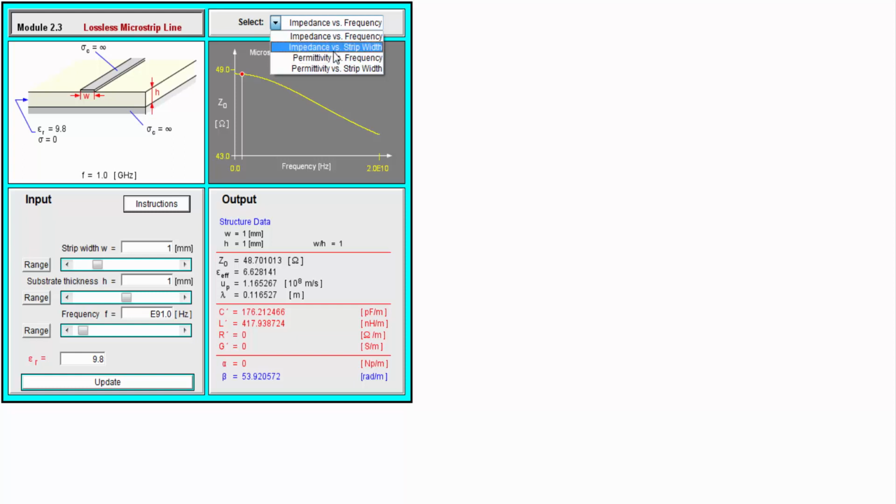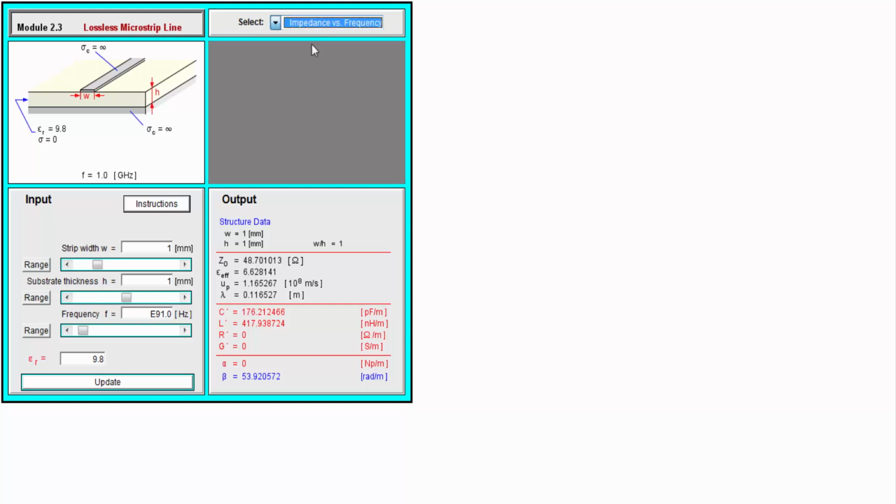Okay, and also we could see the variation of the effective permittivity with the frequency or with the width. Okay, let's start with the impedance versus frequency. That means the applied frequency, the frequency of the applied electromagnetic wave.